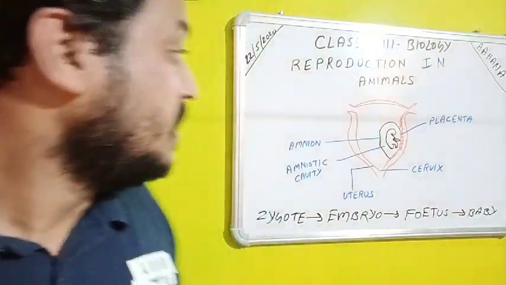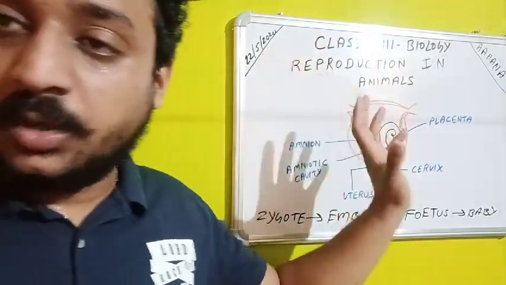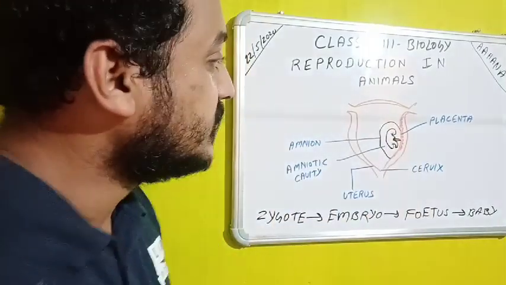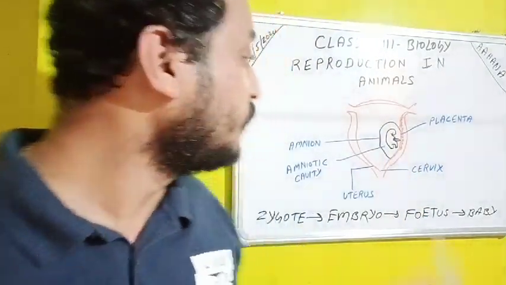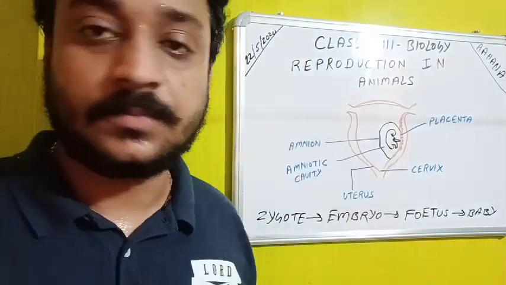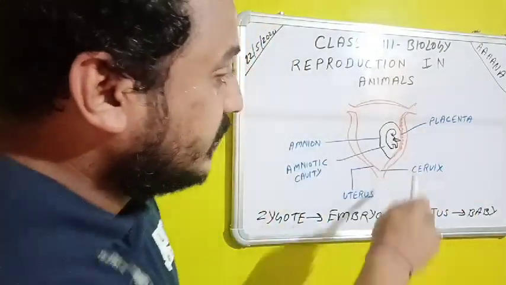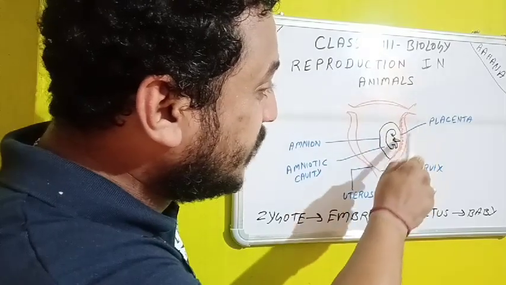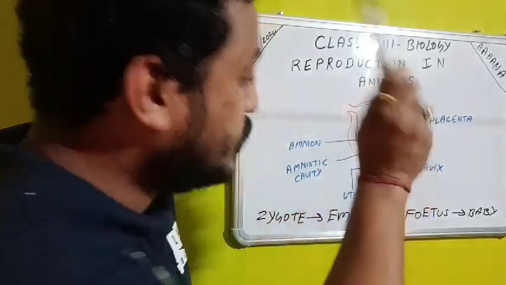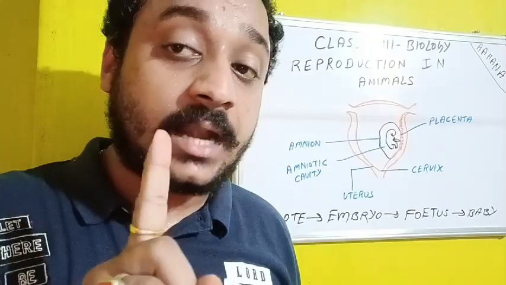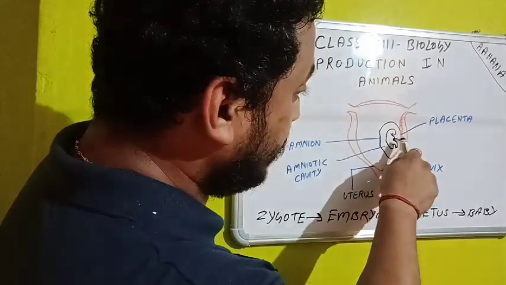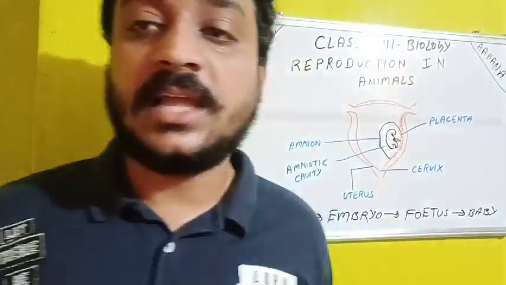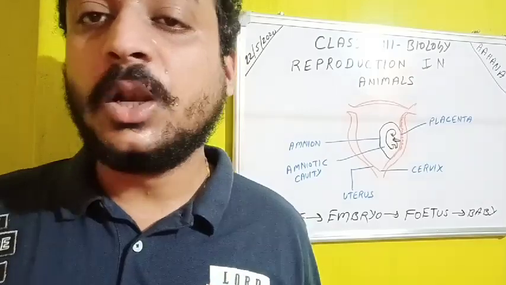Now what happens here? The moment the zygote is fixed, the placenta will connect the zygote to the female reproductive part, that is the uterus. First, we will talk about the placenta. The placenta is a connective medium between the zygote and the uterus, but not directly. I repeat, not directly. A small part is here, that is the umbilical cord. The umbilical cord is also present here.